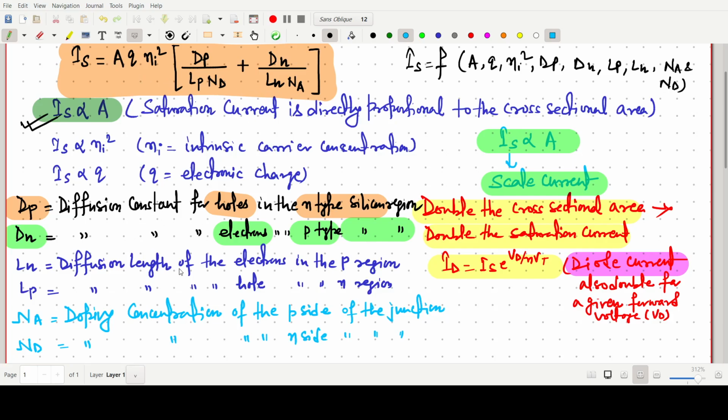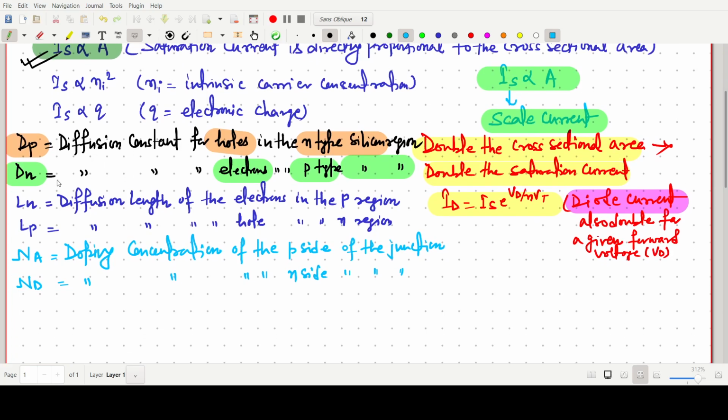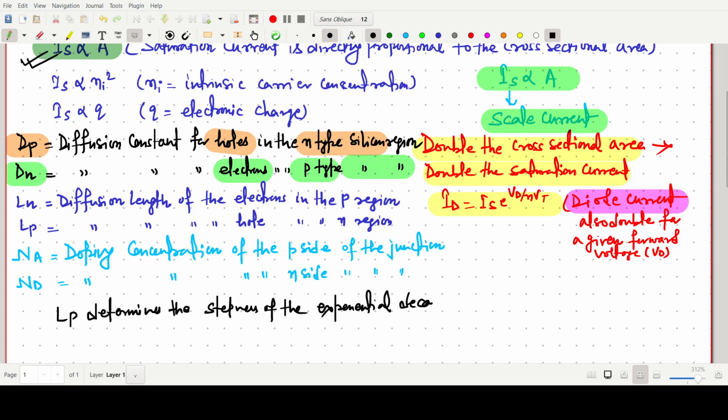But other terms are also there, so I am just writing the facts. Here the diffusion constants we have heard for p type and n type, and the lengths Ln and Lp. For example, Lp, the diffusion length of the hole, determines the stiffness of the exponential decay.